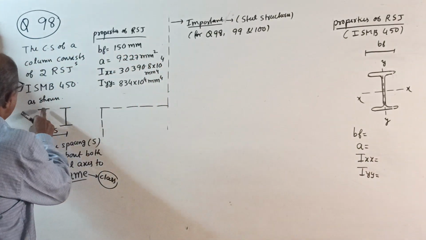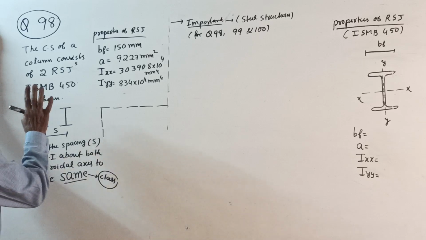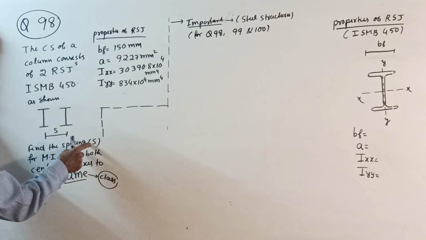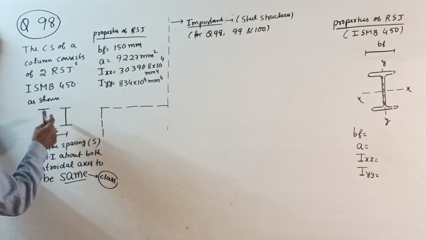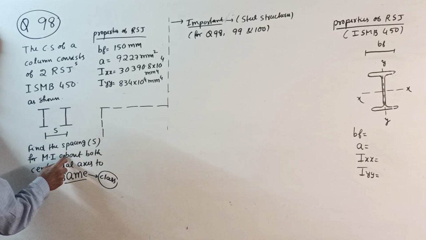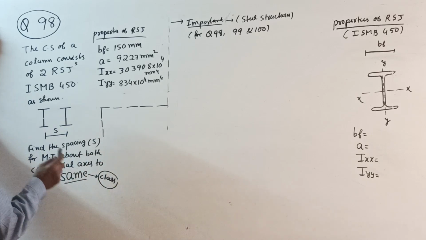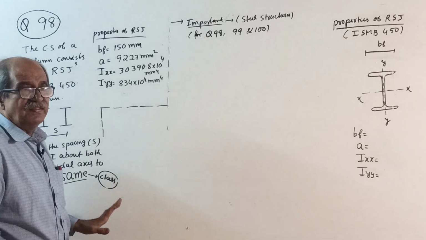Okay. See, this is the line diagram. Two I sections are placed here. Question is, find the spacing. See here, this spacing, yes, it is center to center spacing, from this center to this center, for moment of inertia about both centroidal axes to be same. I will tell in the class what is the meaning. For others, I will tell you later.